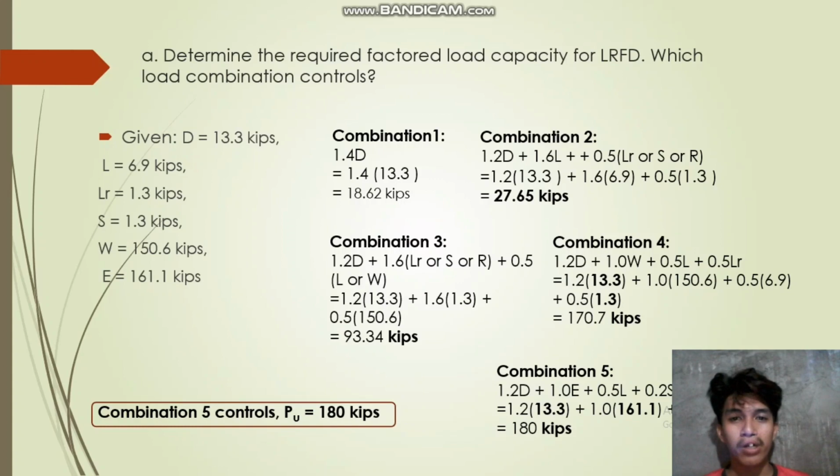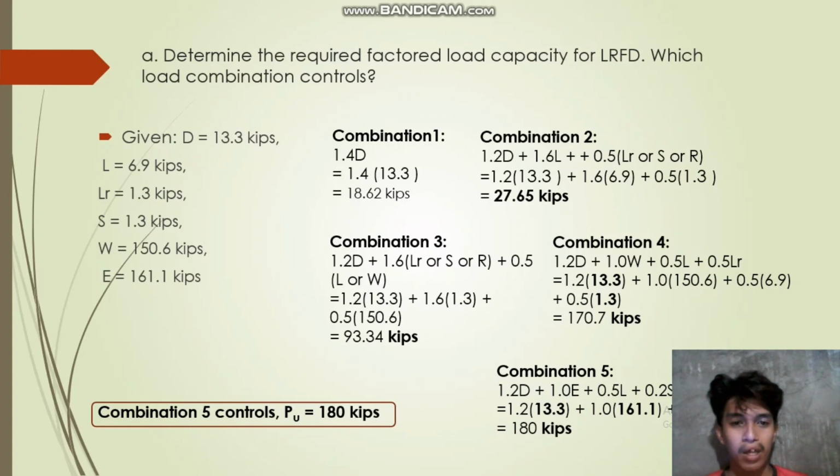Then solution. Combination number 1: 1.4 dead load is equal to 1.4 times 13.3, equals 18.62 kips. Combination number 2: 1.2 dead load plus 1.6 live load plus 0.5 Lr or roof load or snow load or rain load. It is equal to 1.2 times 13.3 plus 1.6 times 6.9 plus 0.5 times 1.3. Then the 1.3 comes from the roof load or snow load. Then the answer is 27.65 kips.